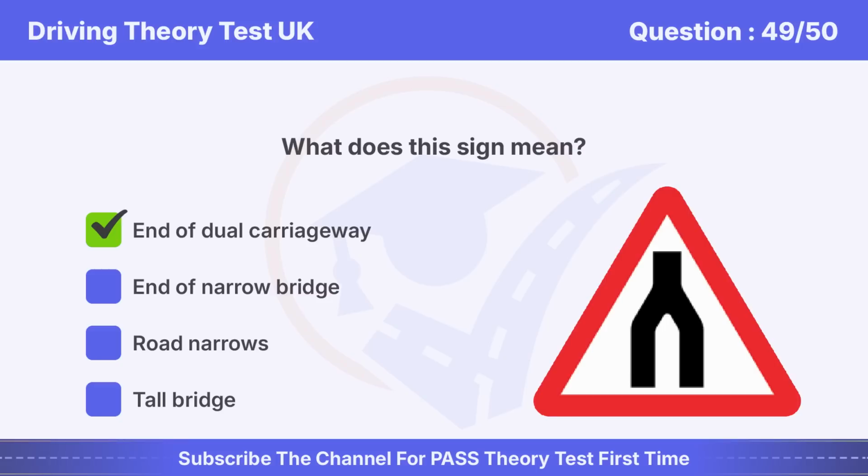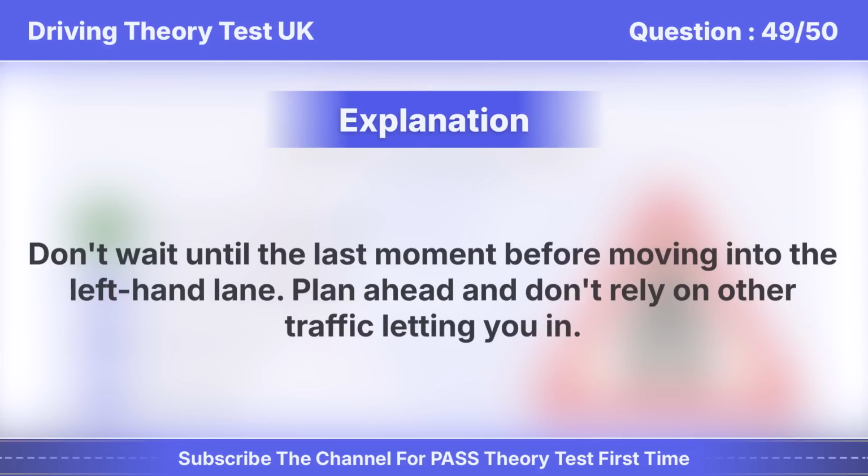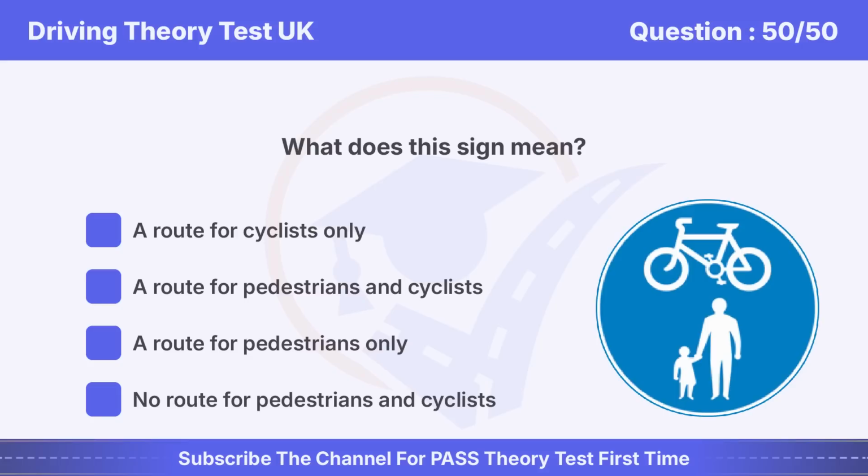Answer is A, end of dual carriageway. Don't wait until the last moment before moving into the left-hand lane. Plan ahead and don't rely on other traffic letting you in. Question 50. What does this sign mean?